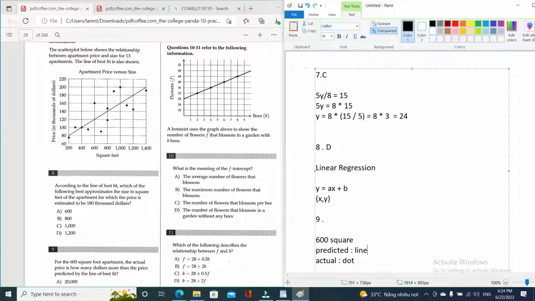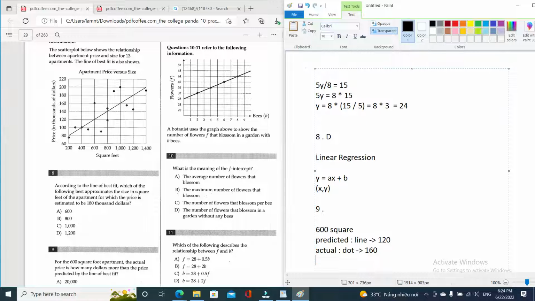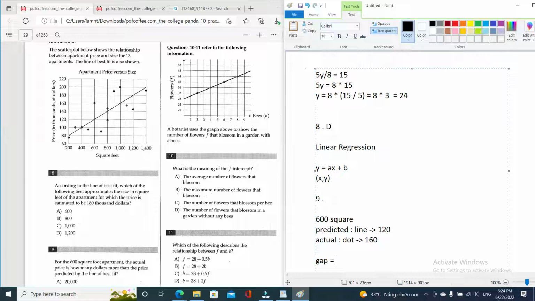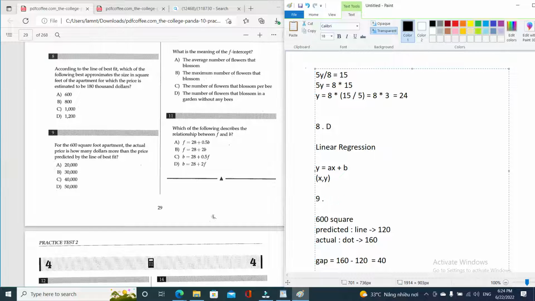So in this case, for the predicted, we go to 600, move up, and touch the line at 120. For the dot, the actual price is 160. So the gap is 160 minus 120, which is 40. So it's C, right? It's C. Alright, let's go to number 11 and we will check it.